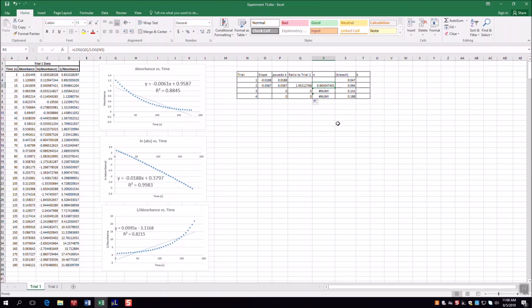Now, our k values, if you'll remember earlier in the videos, Colin told you that k prime is equal to k times the concentration of bleach to the n. So it's k prime is equal to k, the value we're about to solve for, times the concentration of bleach to the n. Now, in this case, n is 1, that's what we just determined, so we don't need to worry about that, because any number raised to the first power is itself. So essentially, k prime is equal to k times the concentration of bleach.